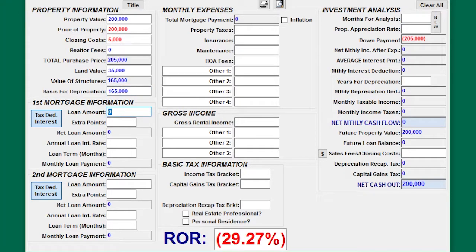Okay. So the loan amount was $160,000. And there were no extra points paid, and the interest rate, like I said, was 6.5%. And the loan term was 240 months. Okay? So that's a 20-year loan. And the property taxes on this particular property were $200 a month. The insurance was $200. Maintenance, since it was a new structure, he had budgeted $50. HOA fees, there weren't any.